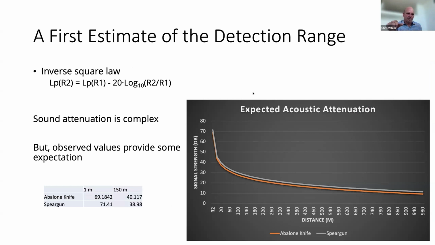And the curves are showing you the distance in meters on the x-axis and the signal strength on the y. And so we think even for say a spear gun or an abalone knife, about 1 kilometer away is going to be our detection range. At that point, we're down to about 10 decibels. And so that gives you a fairly long distance. The turfs that we're interested in are a couple of kilometers across at most.